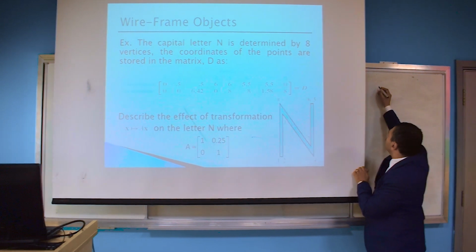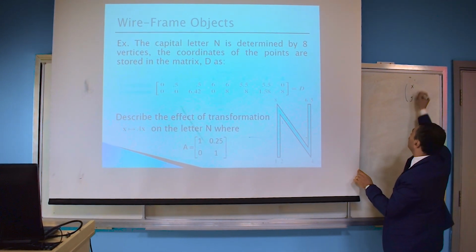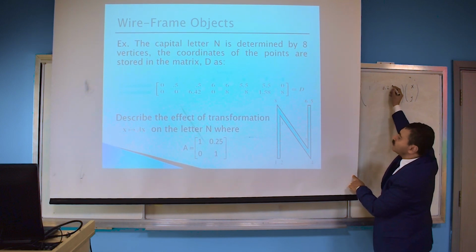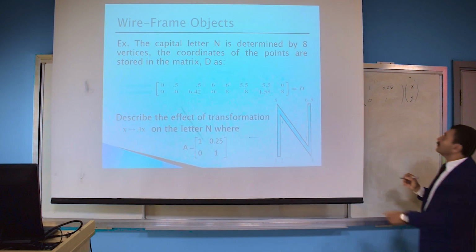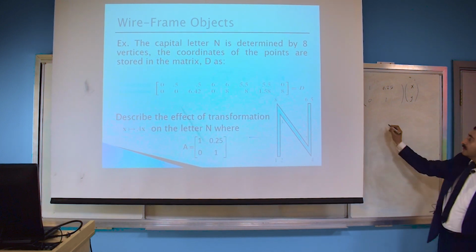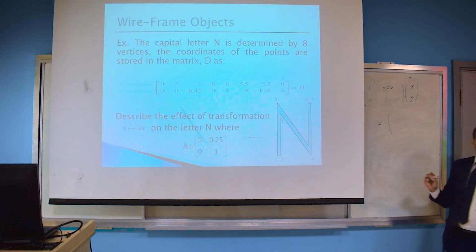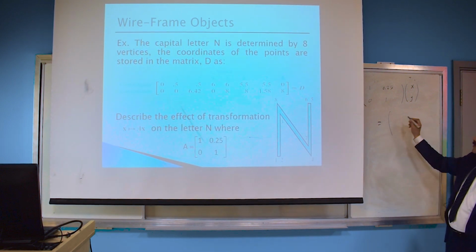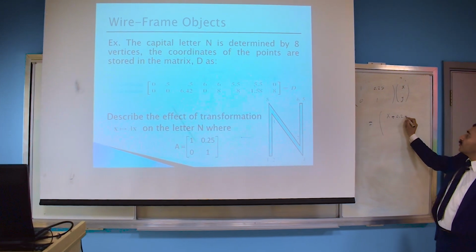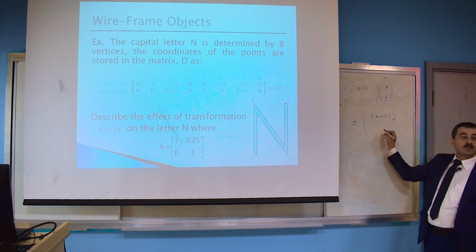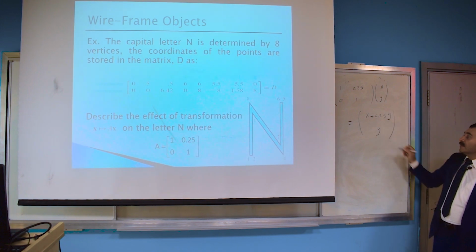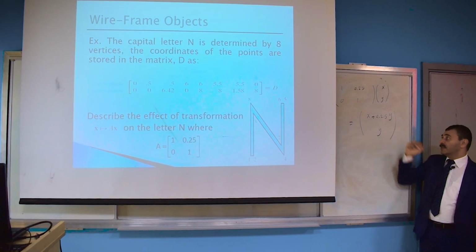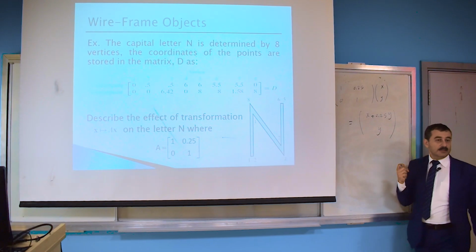assume that you have a vector x and y multiplied by the matrix 1, 0.25, 0, 1. So what would be the output? Do the multiplication. So we'll get x plus 0.25y and y. So y is not going to change, but to x, you add some portion of your y.